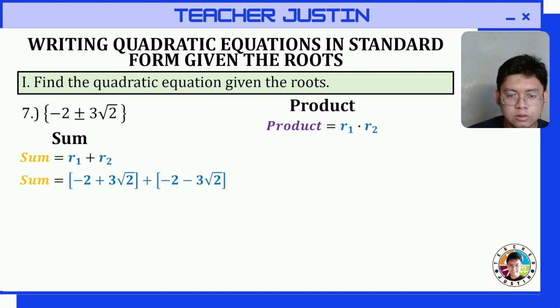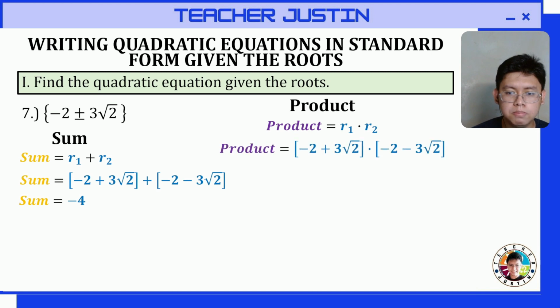Now, kunin natin yung negative 2 plus negative 2. That will give us negative 4. 3 square root of 2 plus negative 3 square root of 2 will be 0. So, makakancel out na si 3 square root of 2. Now, punta naman tayo kay product. So, sa product natin, let's multiply negative 2 plus 3 square root of 2 and negative 2 minus 3 square root of 2. Now, let's perform multiplying conjugate.